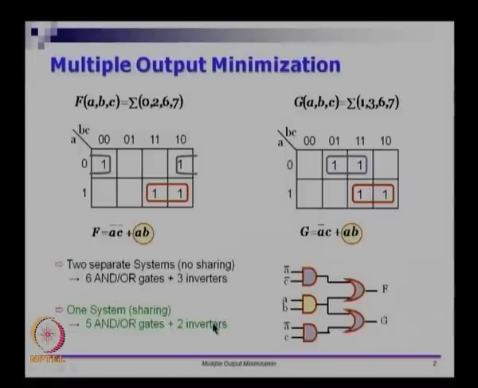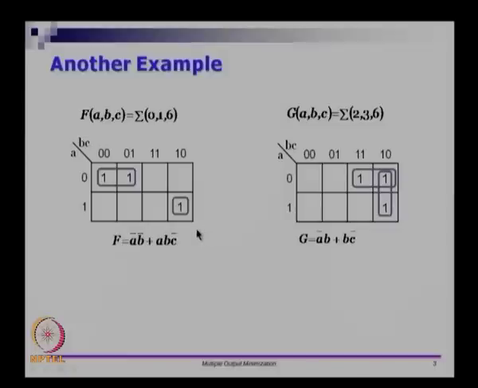Again remember, in terms of cost, this has lesser cost and it has exactly the same functionality as designing it as 2 separate circuits. So clearly this is useful, and we would like to do this in a more systematic manner. This is a simple example. Let us see another example. In this example, I have given you the truth table and the expressions here.